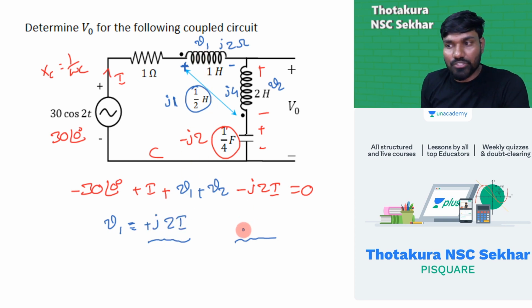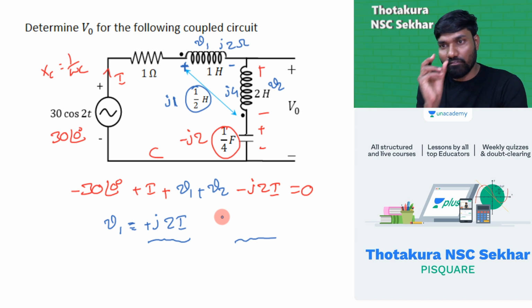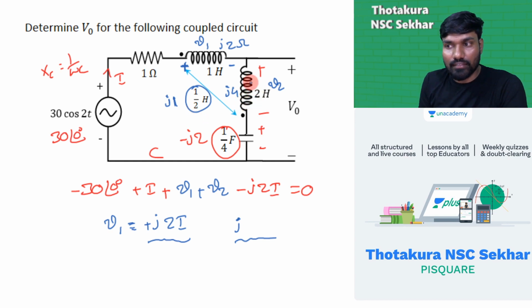Now for mutual induced EMF, let me just give the value. We'll talk about the polarity a little while later. I'm talking about the mutual induced EMF in this coil because of the current in the other. Mutual induced EMF means due to this current, J into I into J4I.